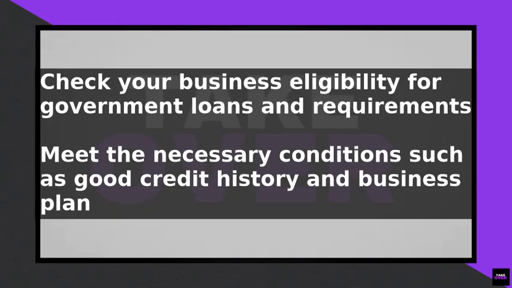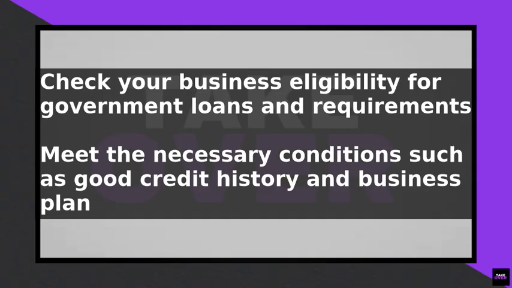To be eligible for a government loan, your business must meet certain requirements, such as being a for-profit business, being located in the United States, and having a good credit history. You also need to have a solid business plan and a clear understanding of how you plan to use the loan funds. The next step is to gather the necessary documents, including your business plan, financial statements, and tax returns.